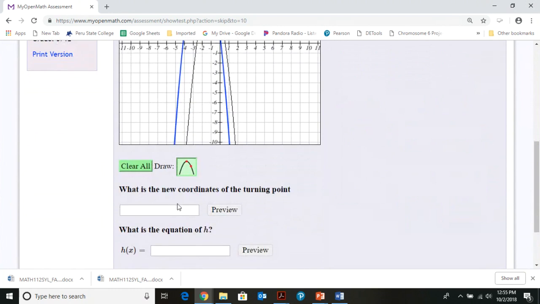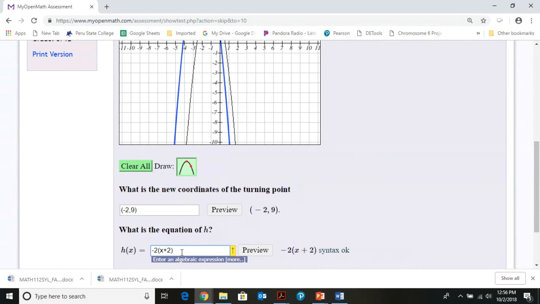Oh, and they want to know what is the new coordinates for that turning point. Well, that was that first one we found. That was the -2, 9. Oh, and what is the entire equation? I didn't write down the original. Originally, it was x plus 1, but we've moved it an additional 1. So now it's at x plus 2.